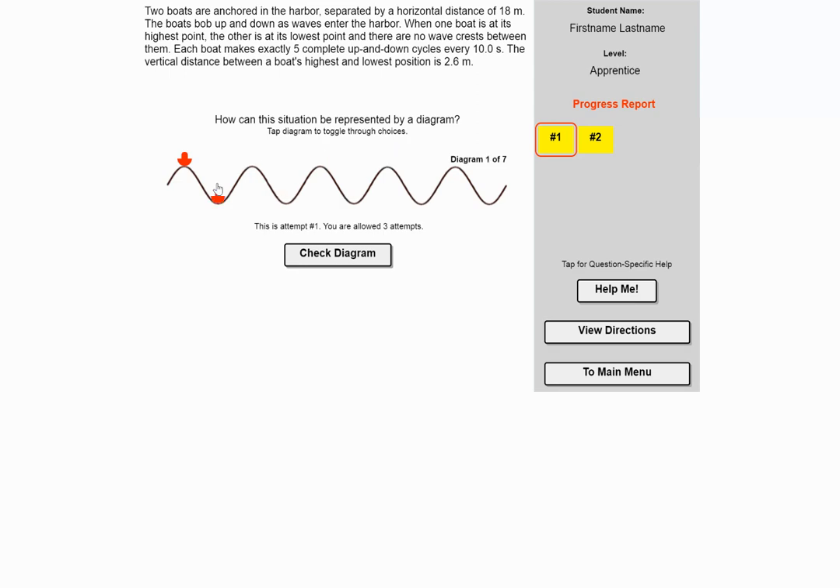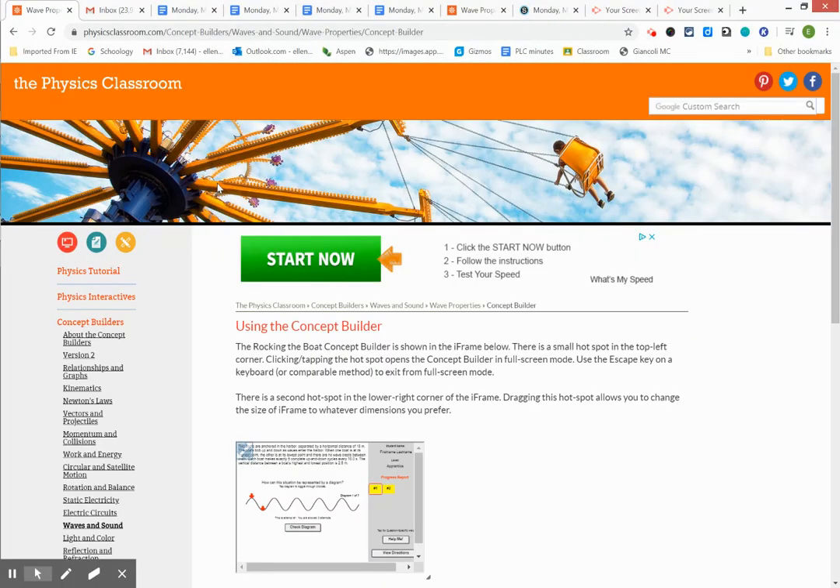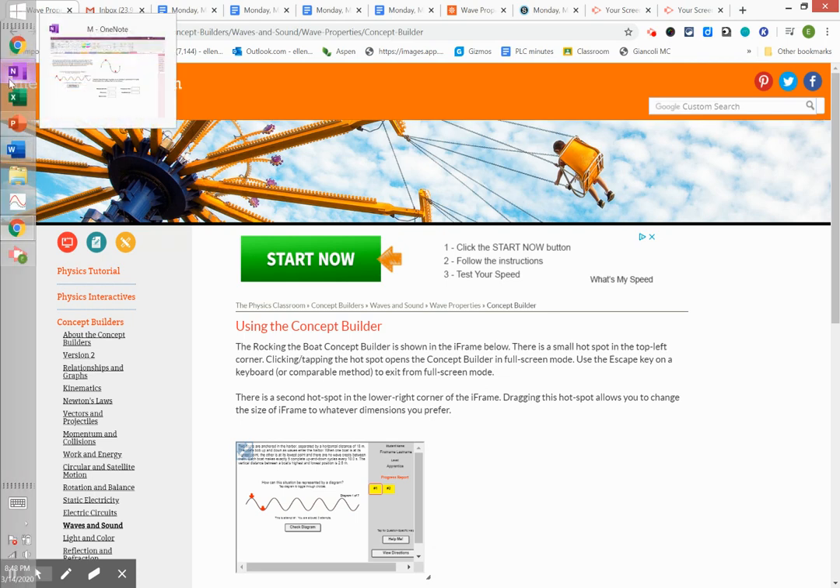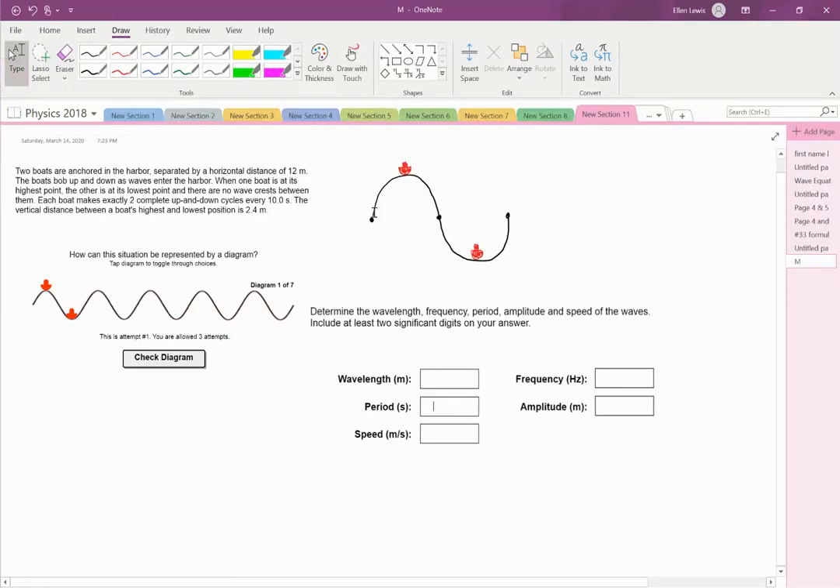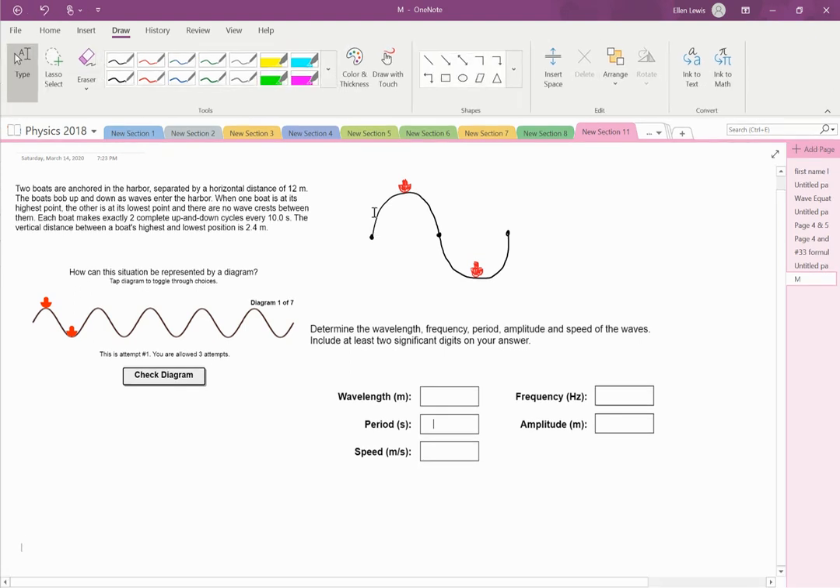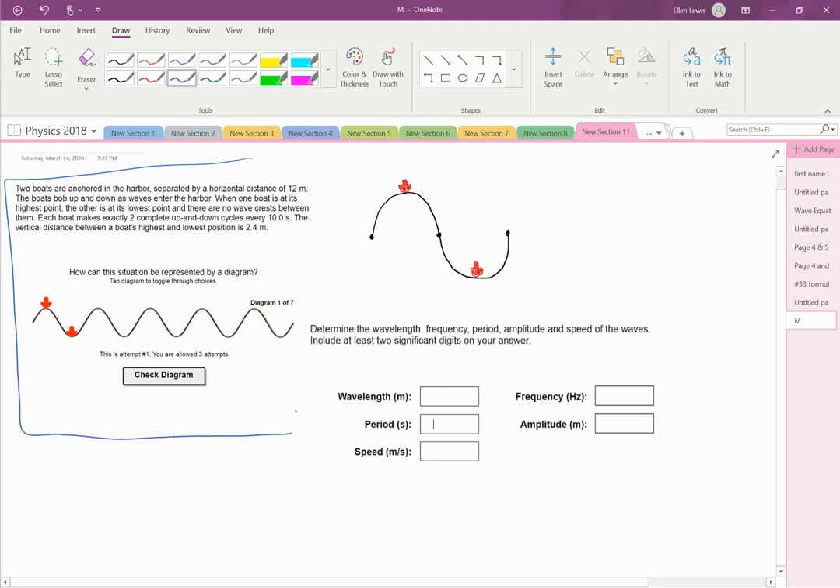Just like that. I'm going to exit out of the concept builder now though, because I'd like to show you more detailed information on my notepad. So this box right here will be the first question that you see. And it's going to give you information about two boats that are anchored in the harbor.